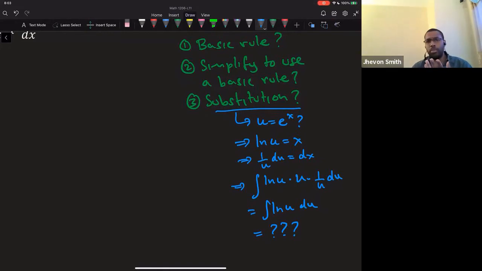Once you learn about integration by parts, that's where we're going to figure out how to integrate ln of u, and then it's going to be a basic rule after that. So none of these guys work.